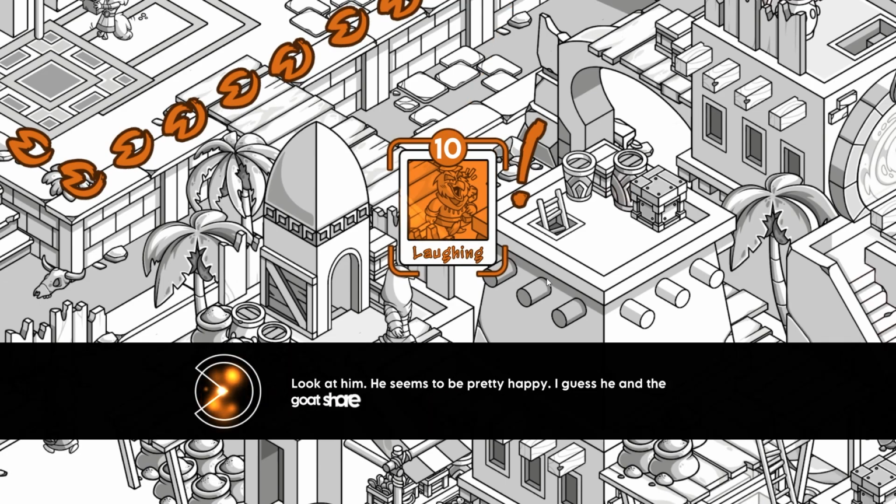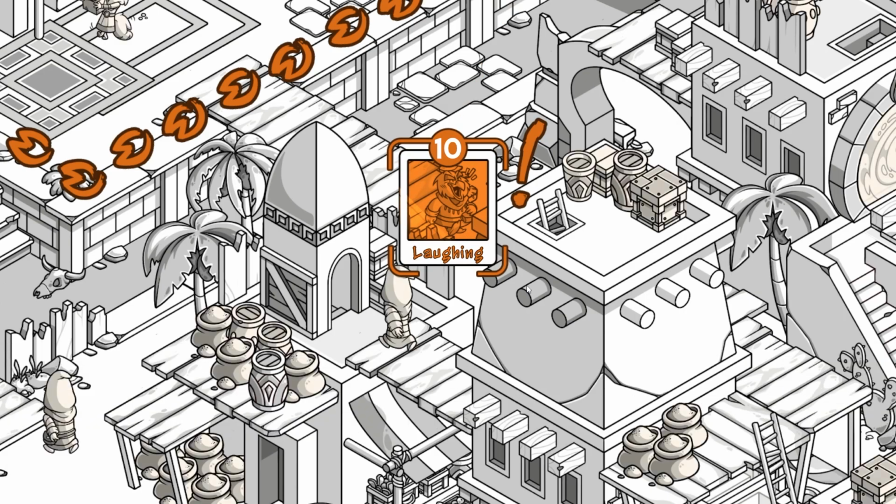Look at him, he seems to be pretty happy. I guess he and the goat share an appetite for destruction. Everything about Ufa is suspicious. Let's go back in time and follow him so that we can confirm our suspicions.